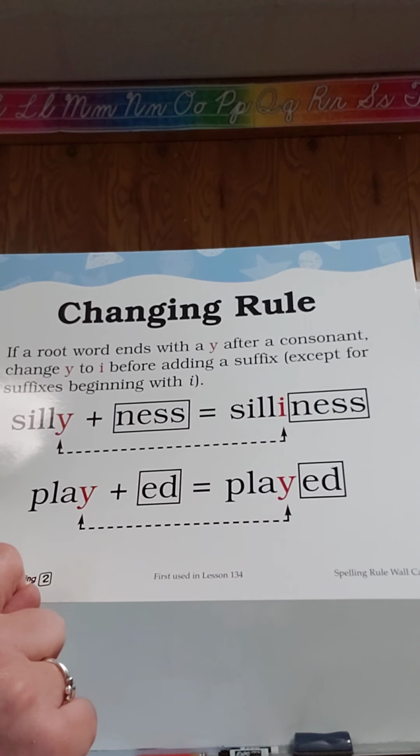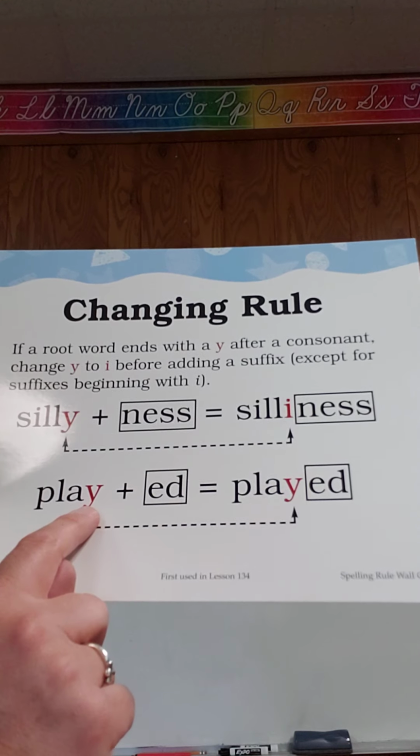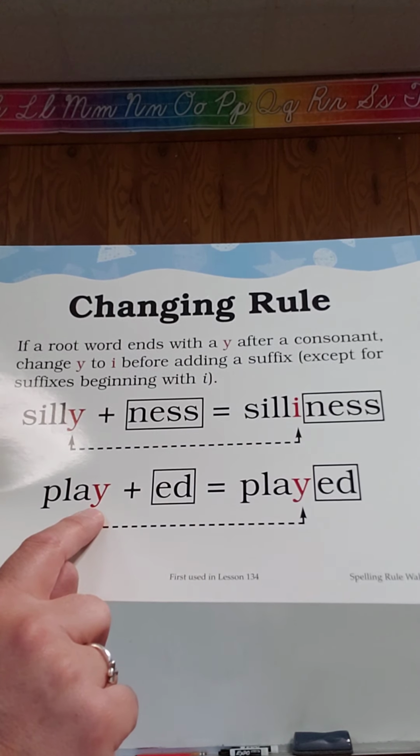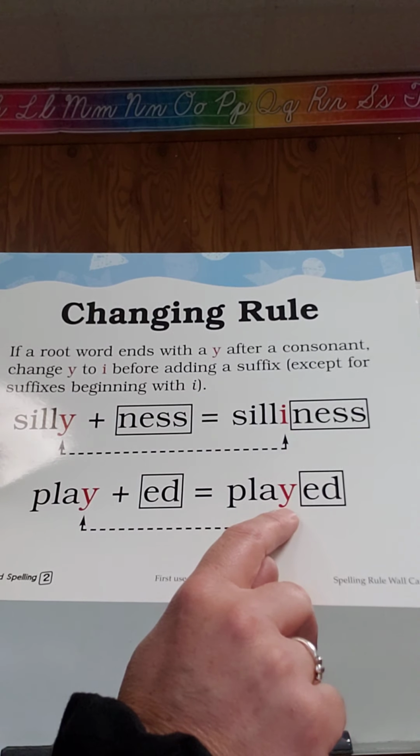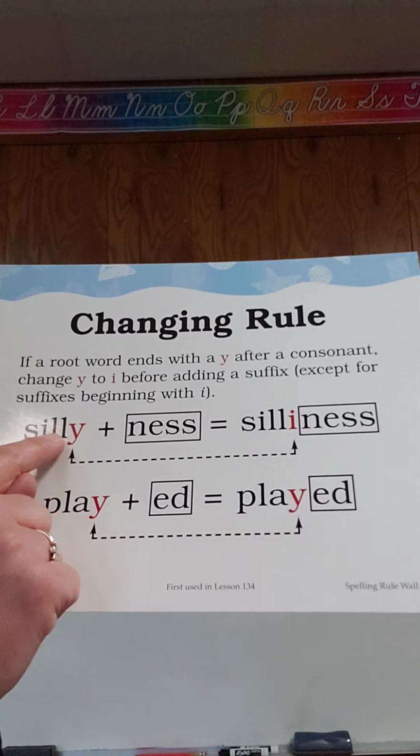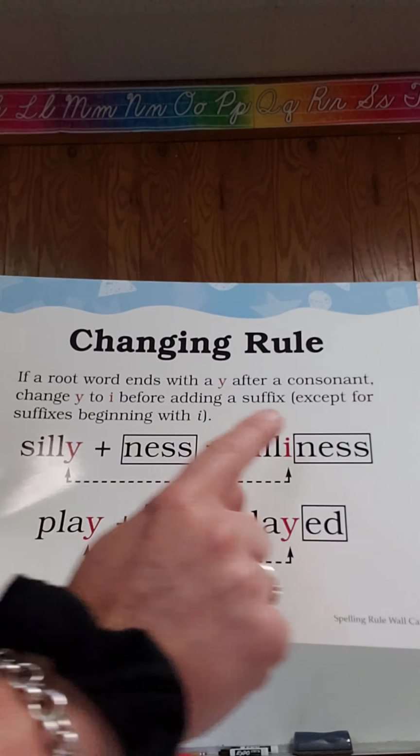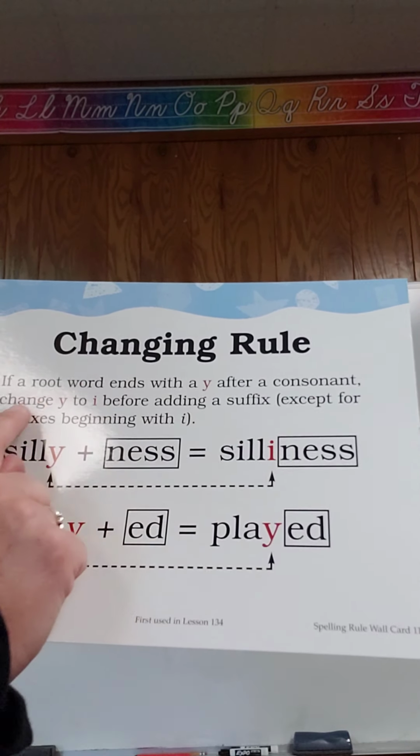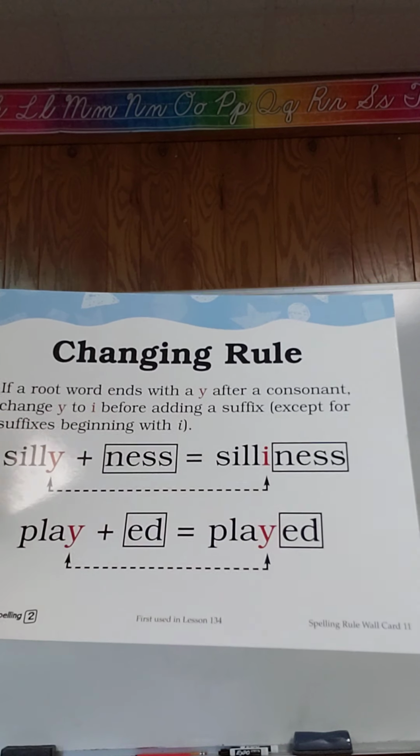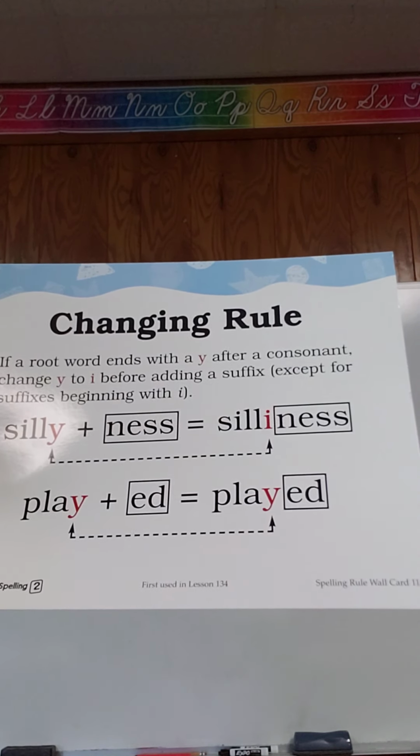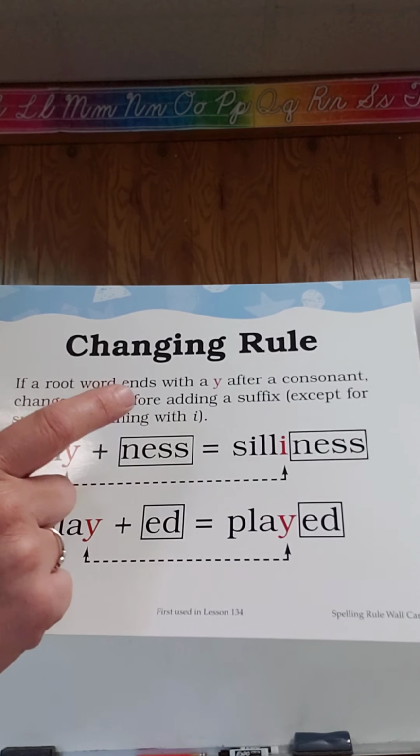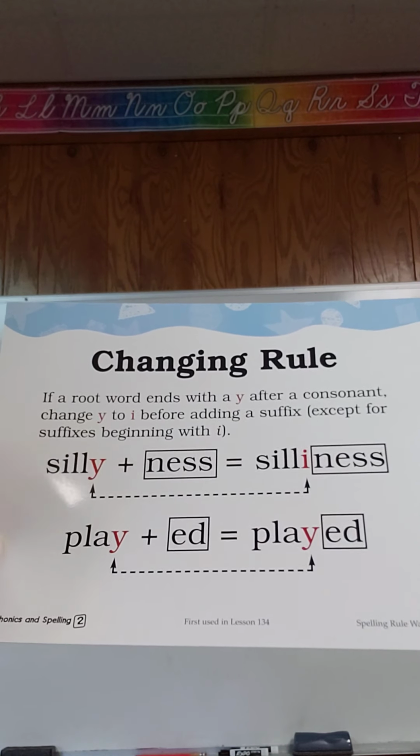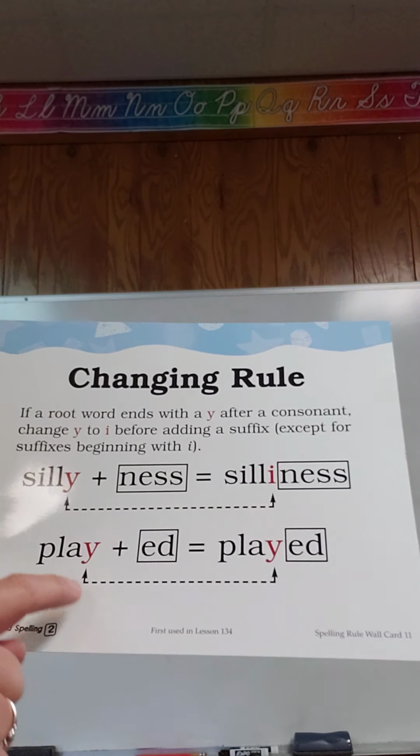Let's look at the next one. Play plus suffix ed. Does this Y come after a consonant? No, it doesn't. It comes after a vowel. So are we going to change it to I? No, we're not. We're only changing it to an I if it comes after a consonant. Now notice the exception. It says, except for suffixes beginning with I. If it's a suffix that you're adding that begins with an I, you're not going to change that Y to an I because that would look silly. And we're going to talk about that in just a little bit. So this is the rule that we are working with today, the changing rule.